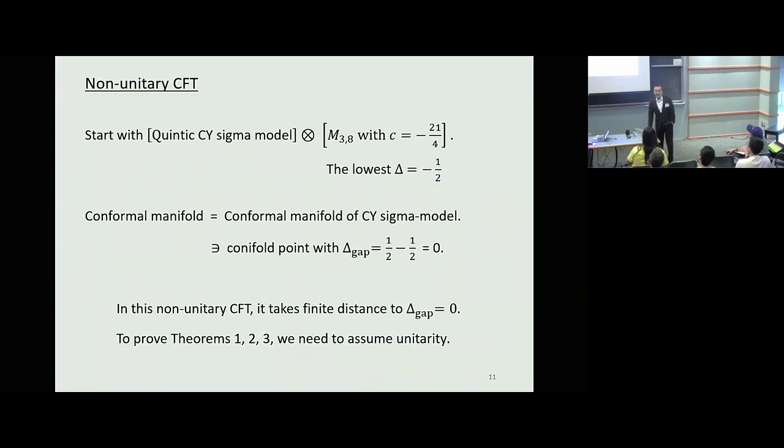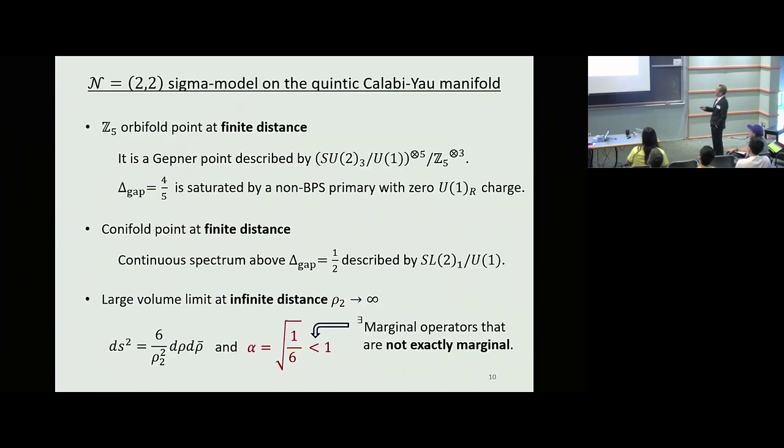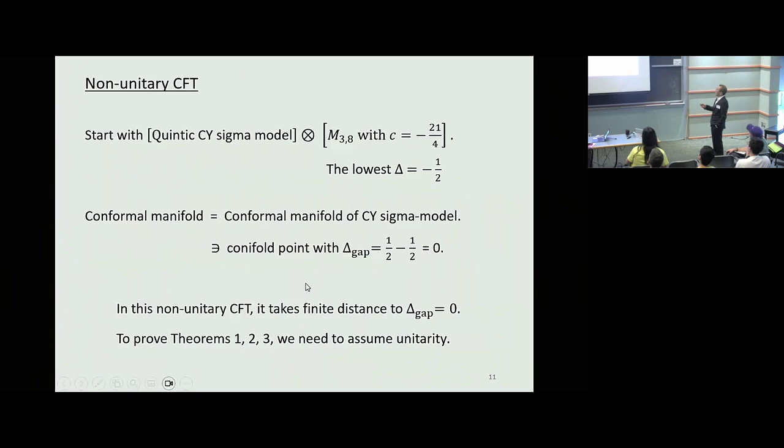Okay, there is actually a non-unitary CFT, which also exhibits interesting things. So this is a trivial example of a non-unitary CFT. Let's just consider the same sigma model, this quintic sigma model, but just tensor it with a non-unitary theory with c equal to minus 21/4. So this theory is non-unitary, and in fact, there is an operator of conformal dimension minus 1/2. But this has a normalizable vacuum, a normalizable operator 1. So in this case, the conformal manifold of the theory is the same as the conformal manifold of this quintic sigma model.